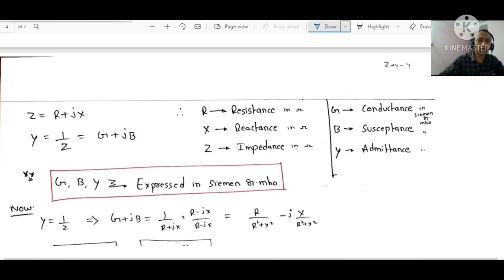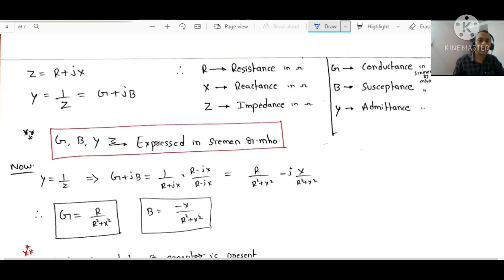Now let me see the different terms with respect to the concept of impedance and admittance. Impedance is, as we have written, R plus jX. Admittance is the reciprocal of the impedance, 1 by Z, which can also be written as G plus jB. Very, very important. Most of the students will tell Y equal to 1 by Z, but most of them won't remember this G plus jB.